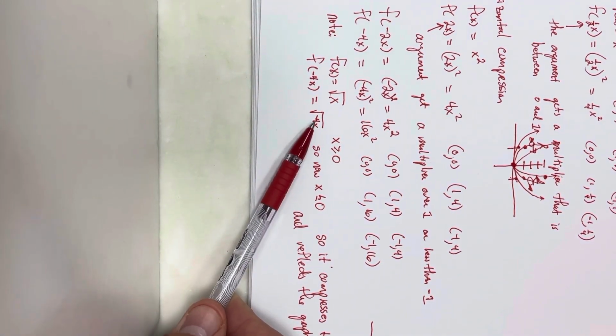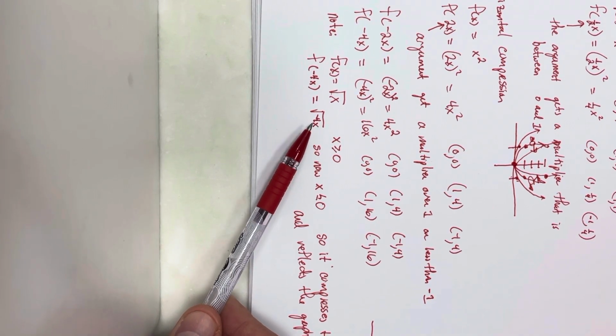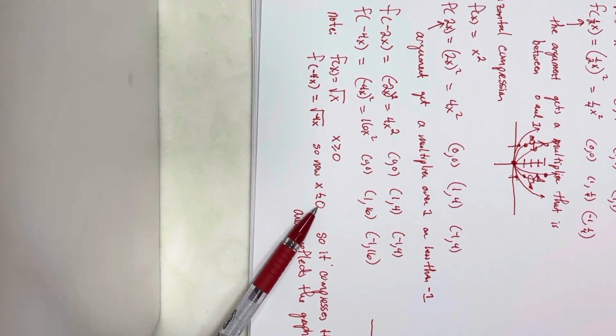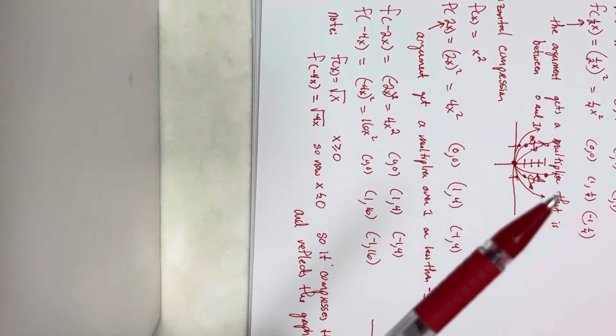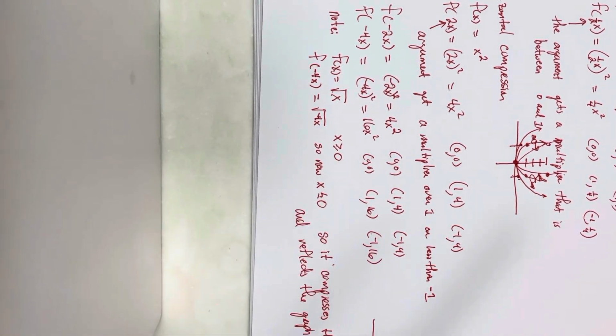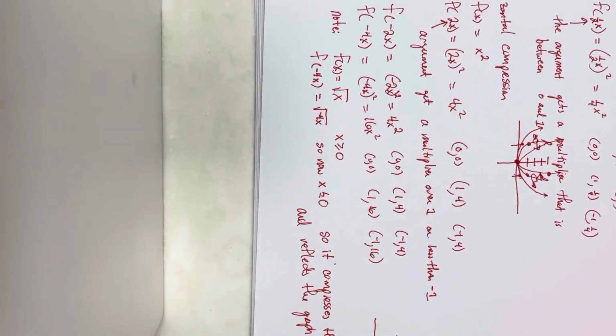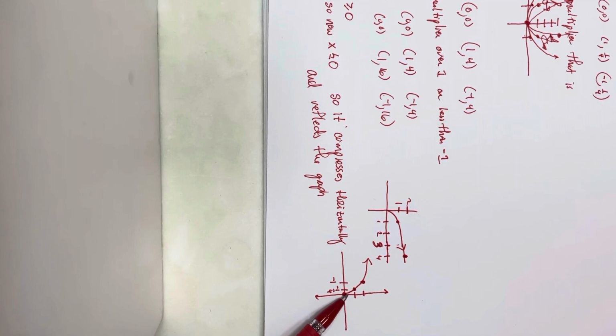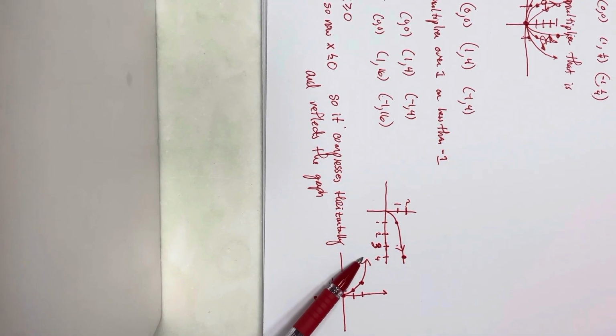In order for this to work, our x values need to be less than or equal to 0. The reason is a negative times a negative is a positive, and then we can take the square root. So we actually have to take values on this side, and the graph actually exists on the left-hand side.